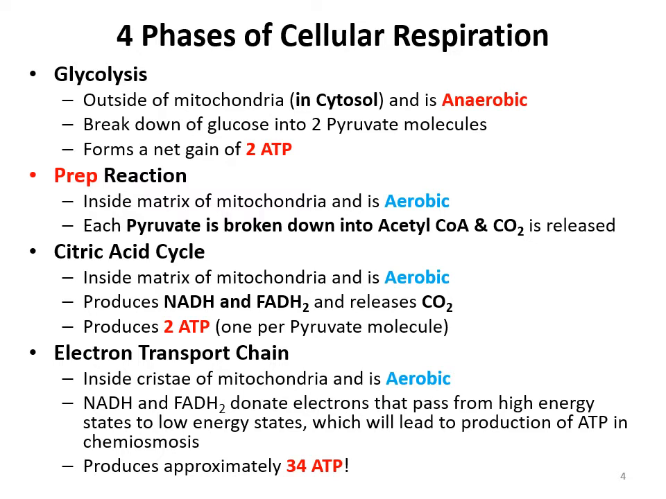So notice you have 4 steps, 4 phases. The first one, glycolysis, gives the cell 2 ATP. And a cell can get that 2 ATP whether oxygen's present or not, because that's anaerobic. It doesn't require oxygen. So anytime a cell is going to break down glucose, whether oxygen is present or not, it will get at least 2 ATP from that glucose.